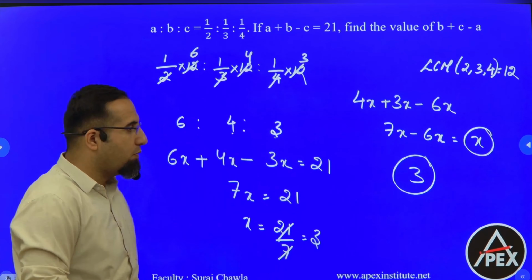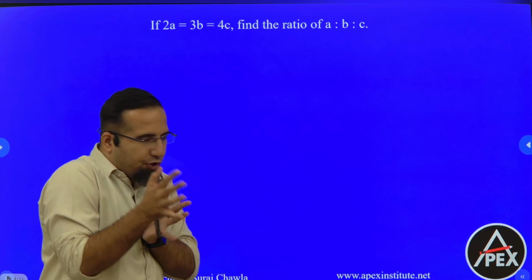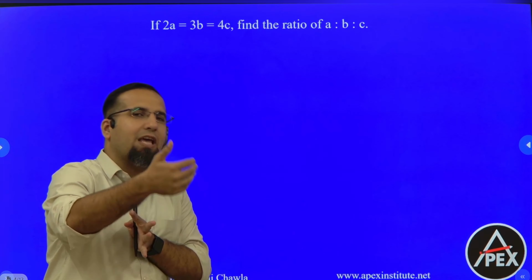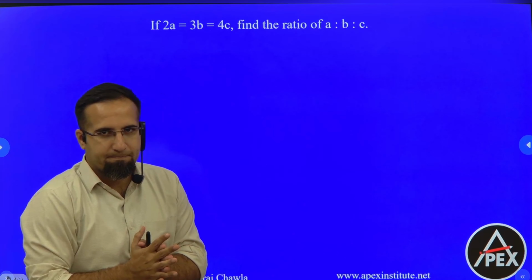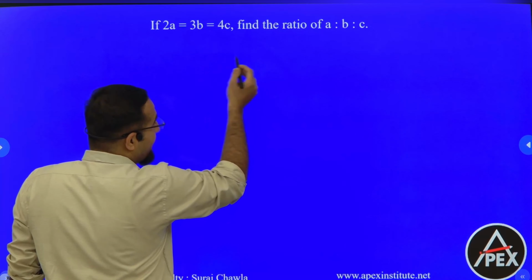Okay, let's move forward. Now, what is this talking about? Now, this says 2a is equal to 3b is equal to 4c. Now, this is another type of concept that we are looking at. Clear? Now, the shortcut is pretty simple here. Or let's understand the mathematical approach first.